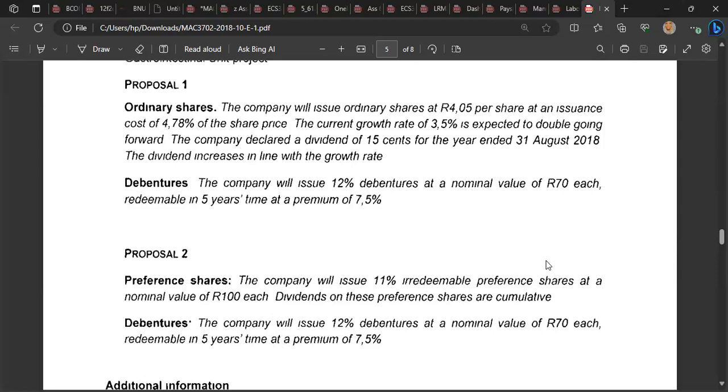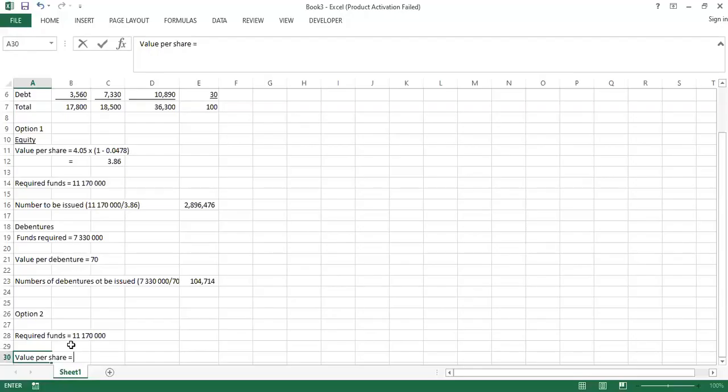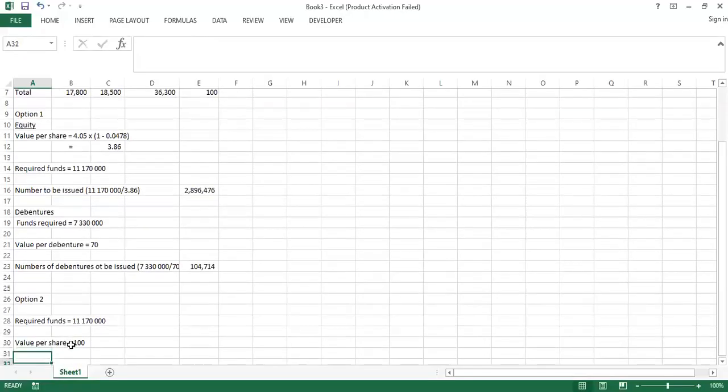But with preference shares now, the original preference shares are valued at 100 rand each. So which means we are simply dividing now by 100. Right. So which means we are going to need fewer preference shares. So value per preference share is 100.